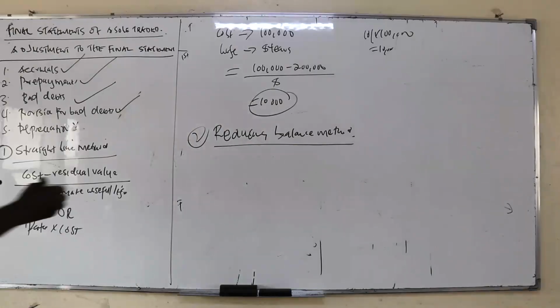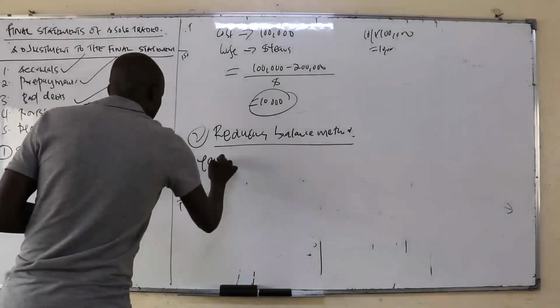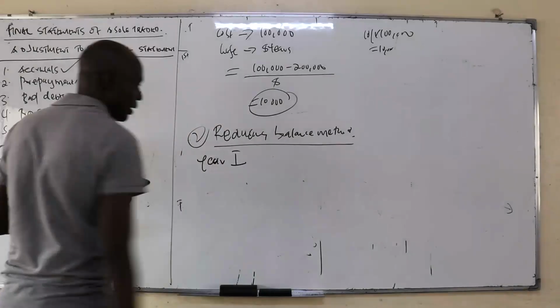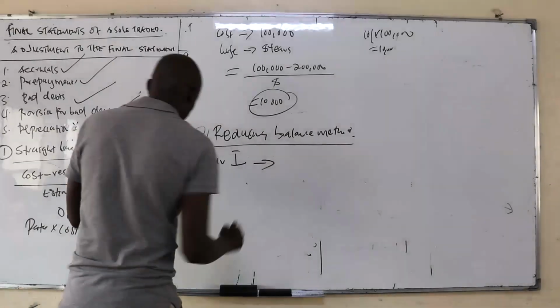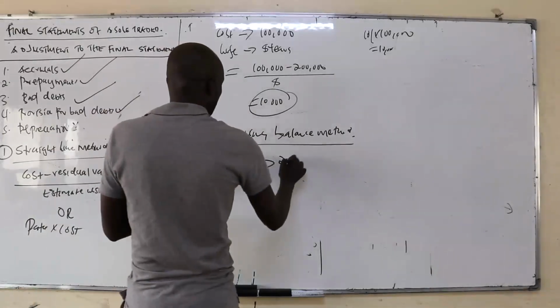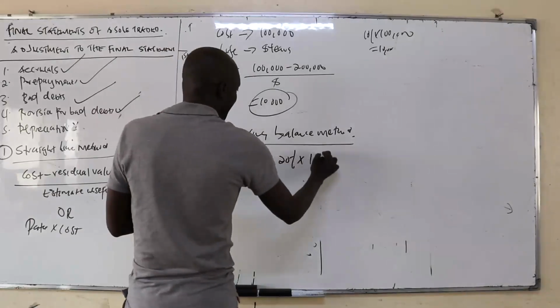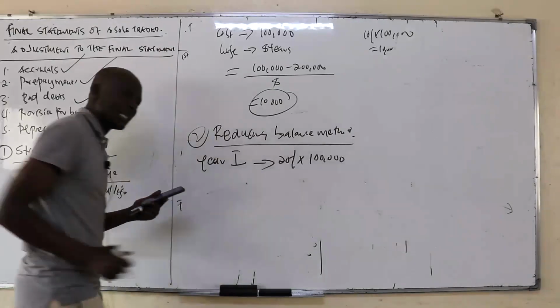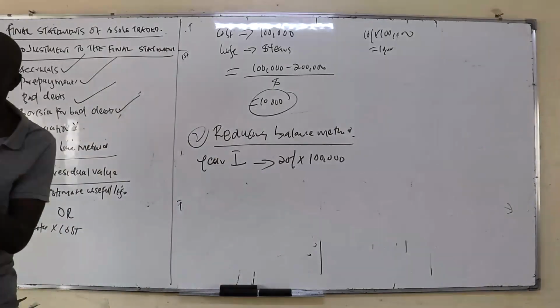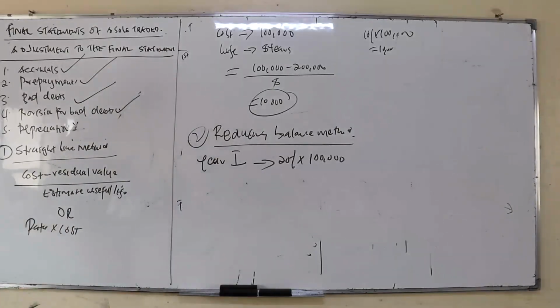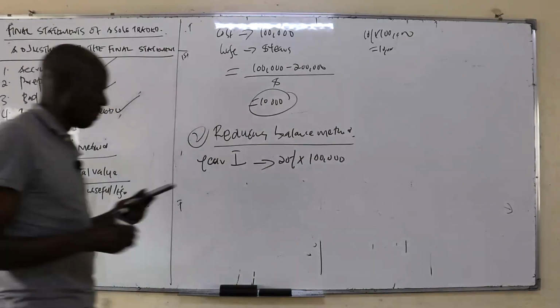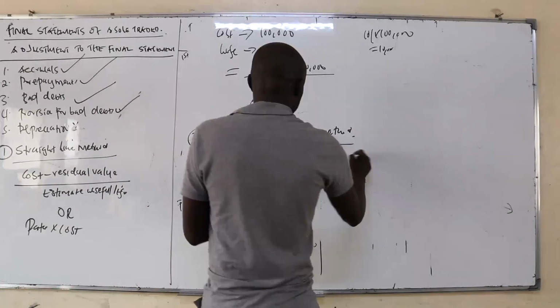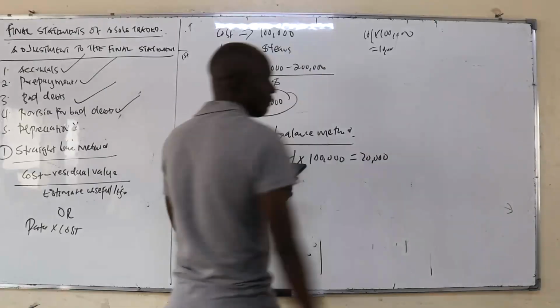So the first year, year one, it will be 20% times 100,000. This is the cost of the machine, and this is the rate that is determined. The rate is determined by the management. So the depreciation for the first year will be 20,000.